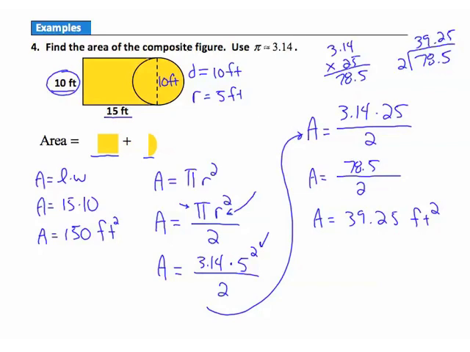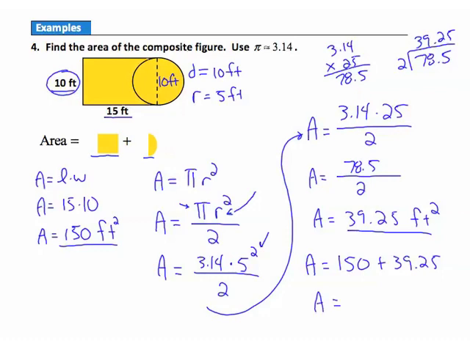Now, to find the area of this entire composite figure, we are going to need to add the areas of the rectangle that we found with the half circle that we found. So we're going to add those two together to get the total area. So the total area of this figure is going to be 150 plus 39.25.